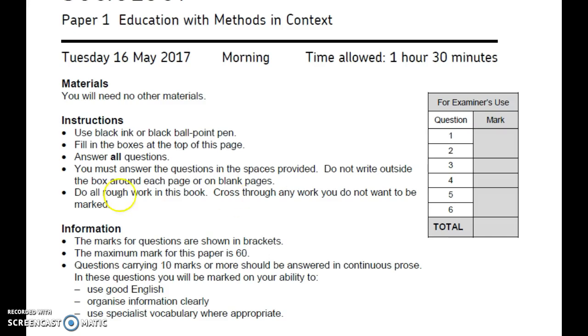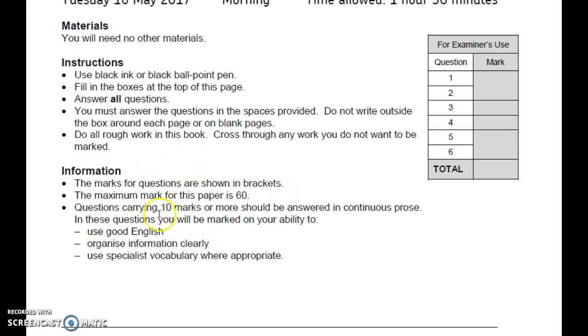Just a couple more pieces of information. The maximum marks is 60. Any questions that are above 10 marks, so that is basically from question 4, 5 and 6, will be marked on continuous prose. So good English and written communication skills are relevant on those ones, please.